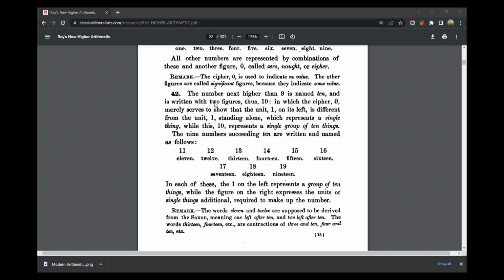So make sure you understand that the way that Arabic notation communicates or expresses numbers greater than 9 is by using different places in the number. We place a 1 in the second place to the left, and that indicates one group of 10 plus the number of units that are written on the right. We use 2 places to express numbers greater than 9 in Arabic notation.